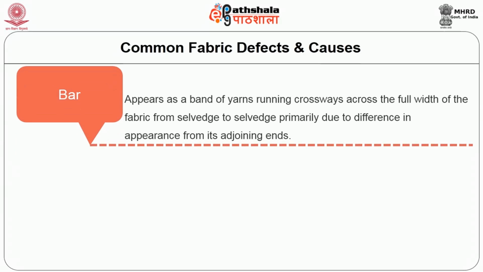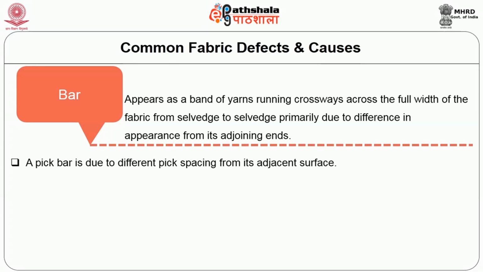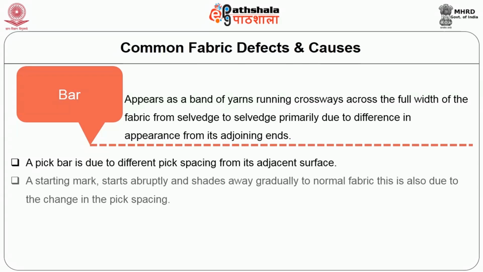Bar. A weft bar appears as a band of yarn running crossways across the full width of the fabric from selvage to selvage, primarily due to difference in appearance from its adjoining end. A pick bar is due to different pick spacing from its adjacent surfaces. A starting mark starts abruptly and shades away gradually to normal fabric. This is also due to the change in the pick spacing.